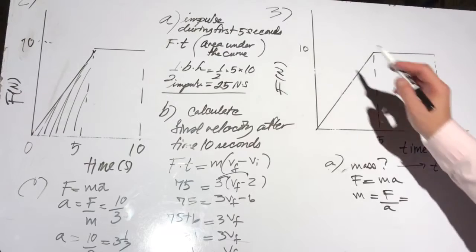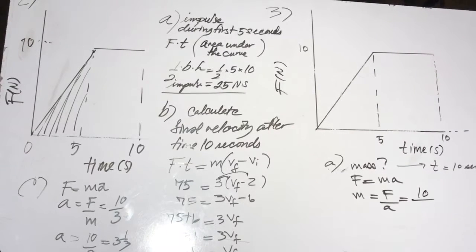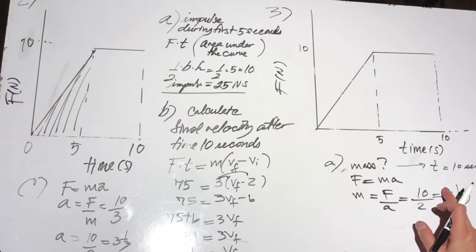At 10 seconds, go all the way up to the force, which happens to be 10. So that will be 10 divided by my acceleration, which is 2, so that would be 5 meters per second squared. And that would be my mass. And that's not the unit of mass, is it? It's kilograms. And that's how we solve for the mass when you're given the information from the graph. So this is how you would do this problem.